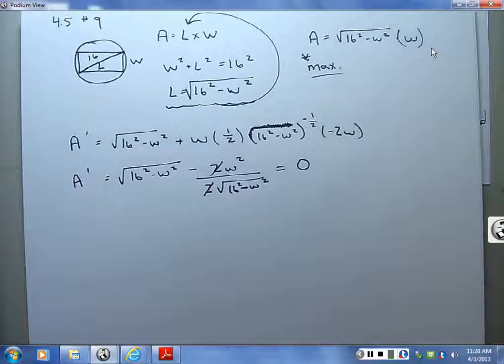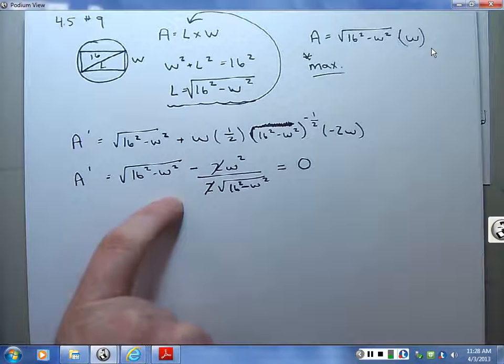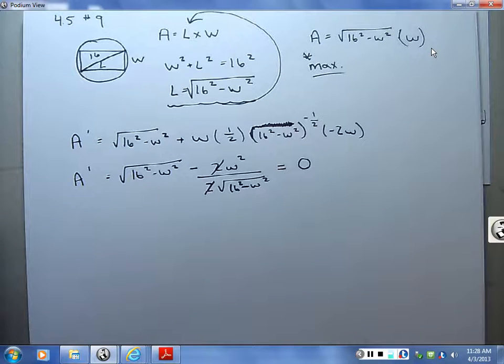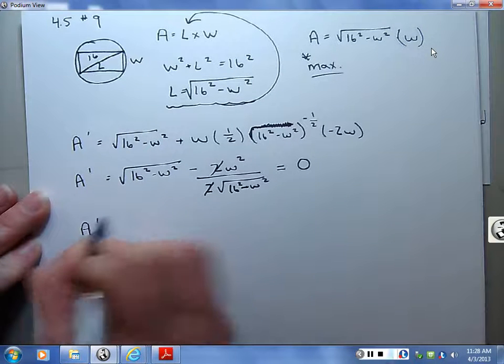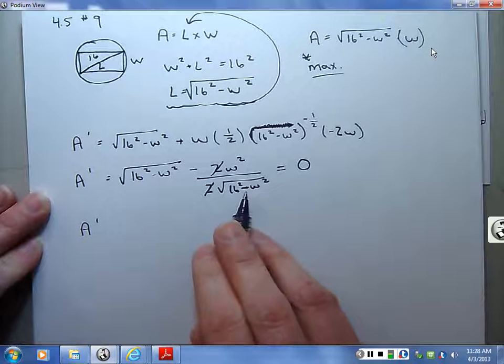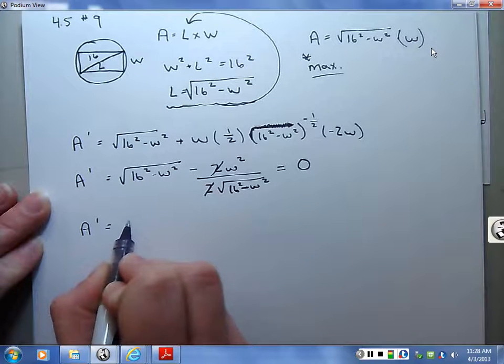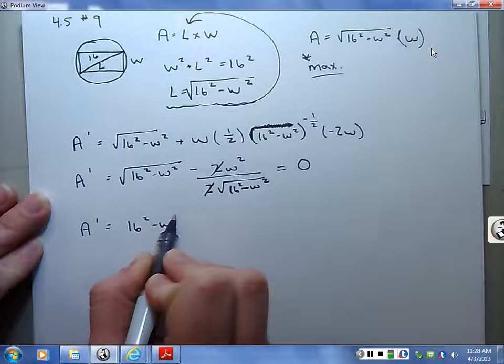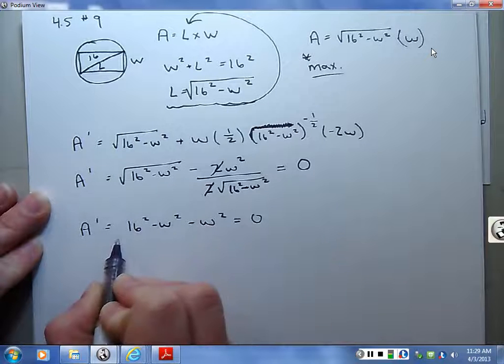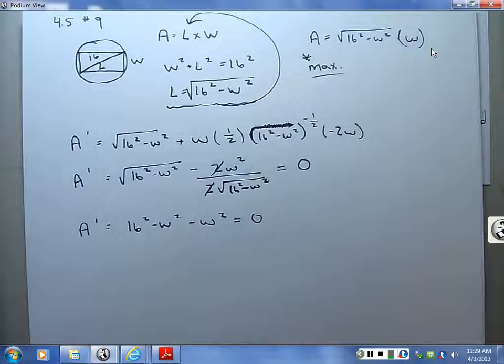Question? You just multiply both sides by the square root of 16 squared minus w squared? At this point? Yes. So moving along here, I multiply both sides by the square root of 16 squared minus w squared. That gives me 16 squared minus w squared equals 0. Because 0 times anything is 0, right?